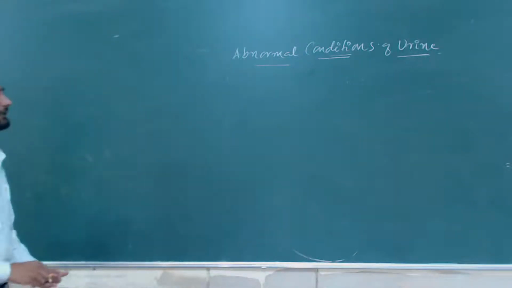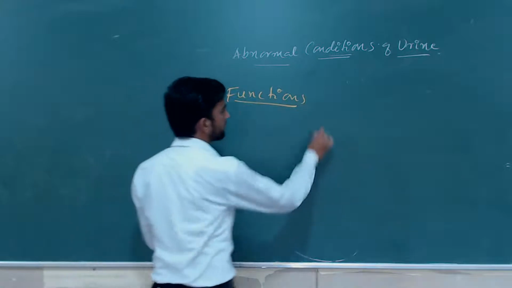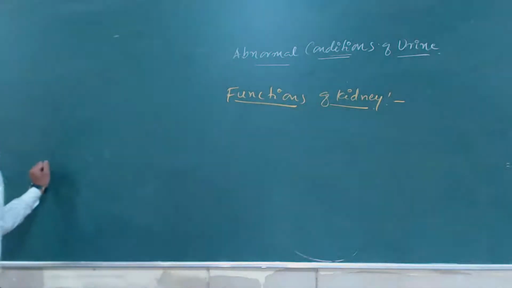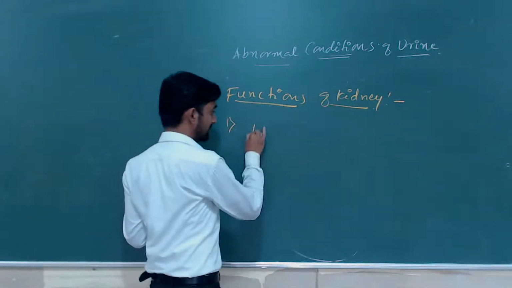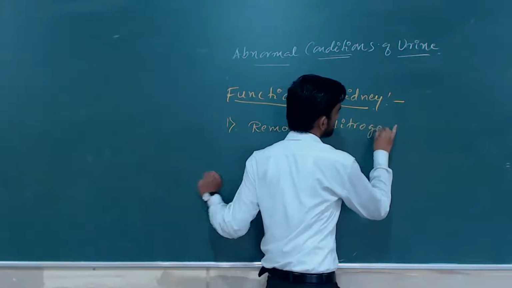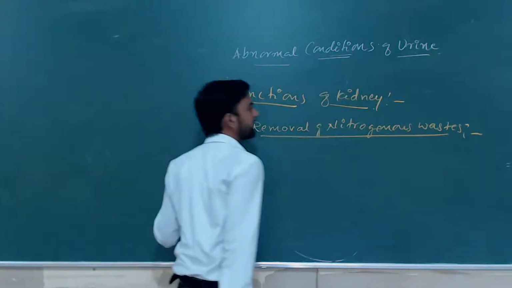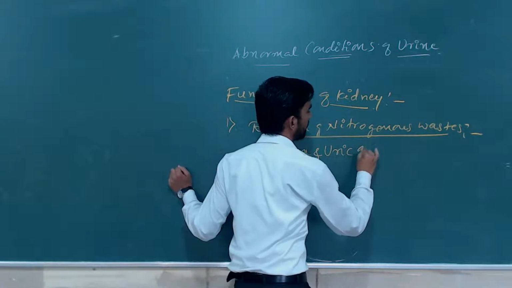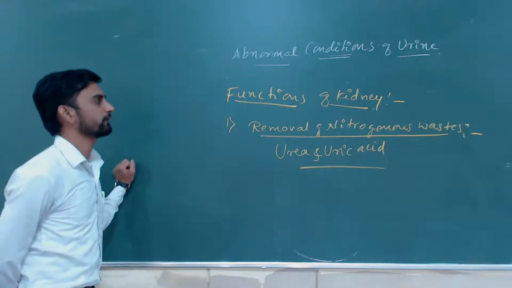After completion of this, the next thing will be the functions of kidney. In general, what are the main functions done by the kidney? The first function will be removal of nitrogenous waste. Removal of nitrogenous waste means mainly two nitrogenous wastes: one is urea and the second one is uric acid. A little amount of uric acid will also be excreted out with the help of both kidneys. This is the main function done by the kidney.